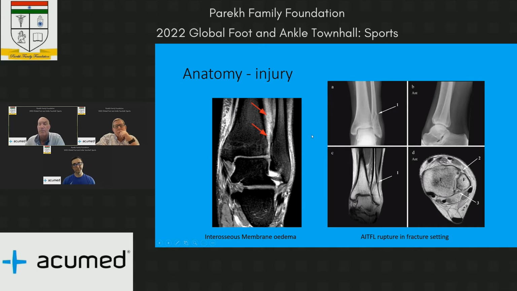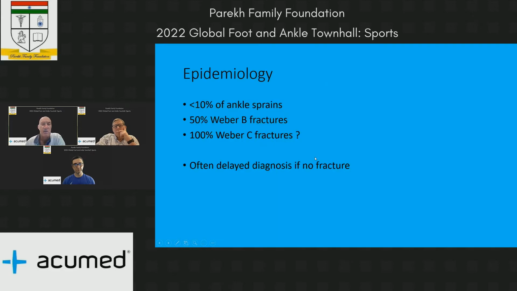We're not going to talk a lot about fracture today, but obviously it's a common thing to think of, especially in the Weber B fracture, where it's said up to 50% have ligament disruption. And you can see here the anterior ligament's gone, but the posterior ligament has not. It's said to be less than 10% of ankle sprains, but I suspect that it's higher and missed more often, 50% of Weber B fractures, and I question whether 100% of Weber C fractures do have a syndesmosis injury. Often it's delayed, especially if there's no fracture.